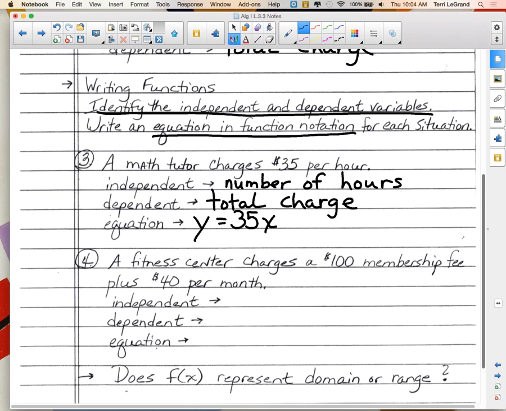The good news is they don't have this one-time fee just to show up and be your buddy. They just charge you $35 per hour, right? And then written in function notation, what would that look like? f of x equals 35x. Yeah. So here's our final equation in function notation, and then we also describe our independent and dependent variable. Okay, go ahead and do number 4.